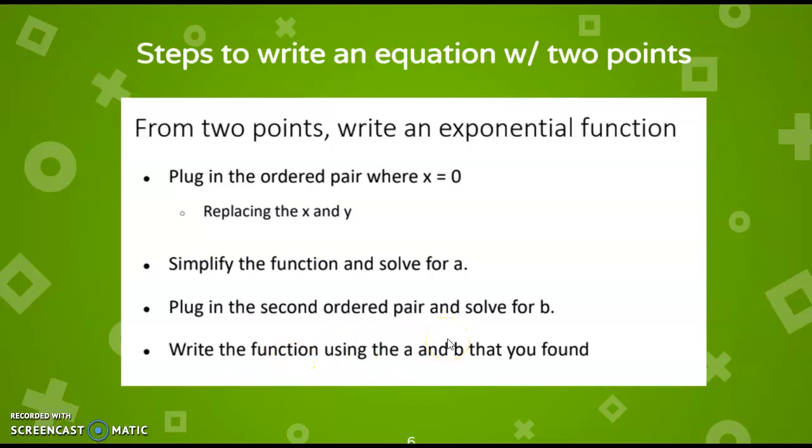I want you guys to take a few moments to write these steps down in your notebook. I'm going to give you 2 points, and you're going to have to write the equation with those 2 points. The first thing you're going to do is plug in the ordered pair where x equals 0. Then we're going to simplify the function and solve for A. Then we're going to plug in the second ordered pair and solve for B. So we'll have A, we'll have B, and then we can write the function that you found. Go ahead and pause here and write down these few steps before going on.